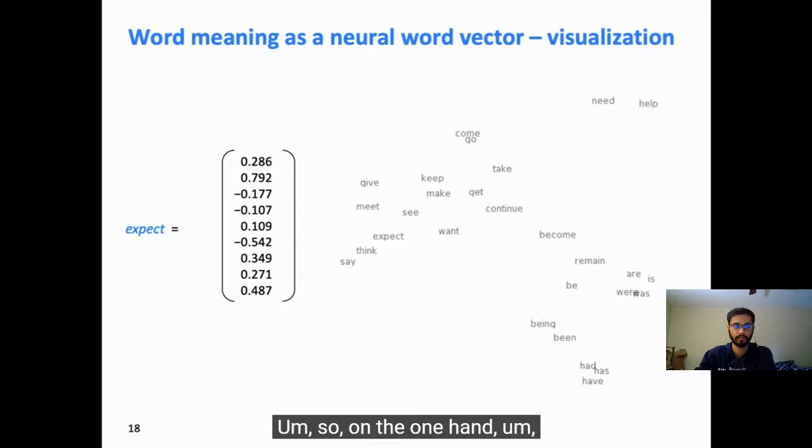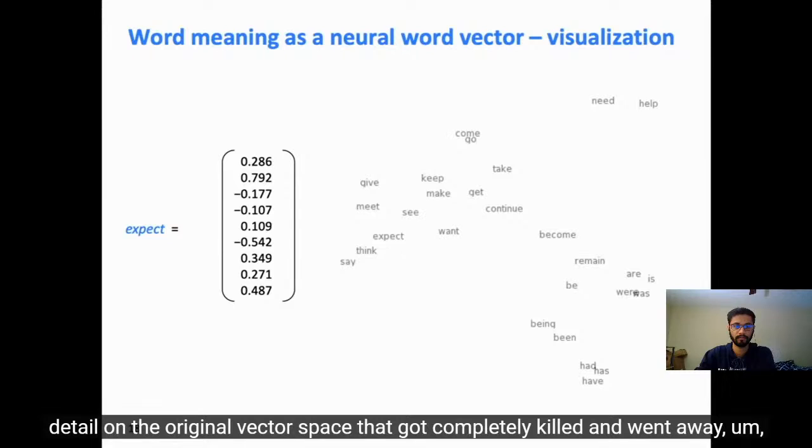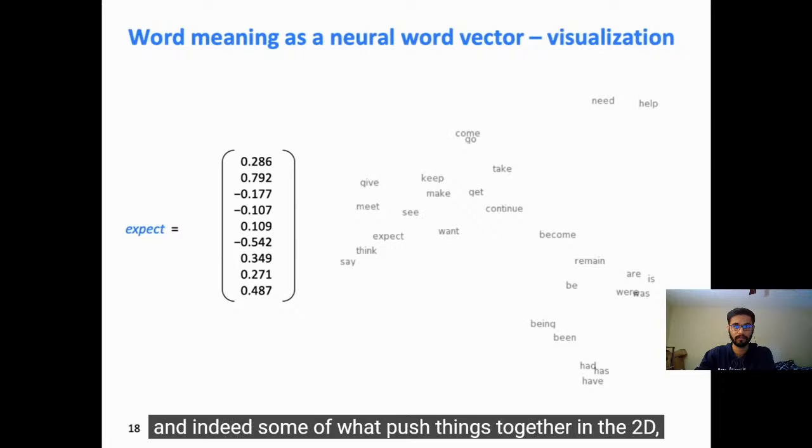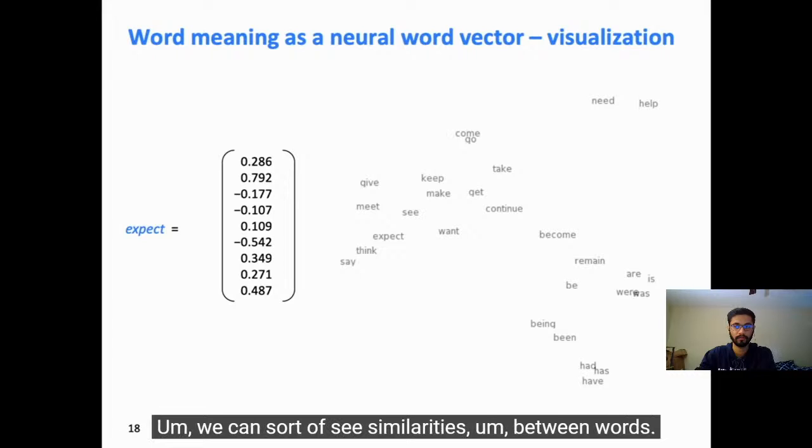So on the one hand, whenever you see these pictures, you should hold on to your wallet, because a huge amount of detail in the original vector space got completely killed in the 2D projection, and some of what pushed things together in the 2D projection may really misrepresent what's in the original space. But even looking at these 2D representations, the overall feeling is, by gosh, this actually sort of works, doesn't it? We can see similarities between words.